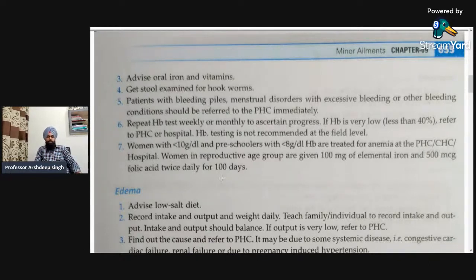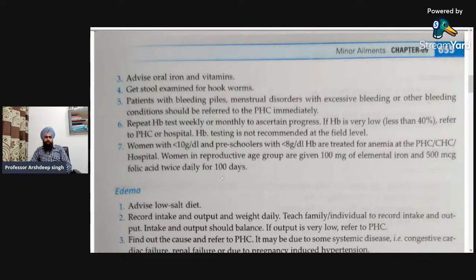Next, get stool examined for hookworm. That can also be a factor, so stool examination must be done to check for the presence of hookworms. Next, patients with bleeding piles, menstrual disorders with excessive bleeding or other bleeding conditions should be referred to the PHC immediately. Likewise, in any condition where there is blood loss, that can lead to anemia, so immediately refer that person to the PHC or nearby health center.